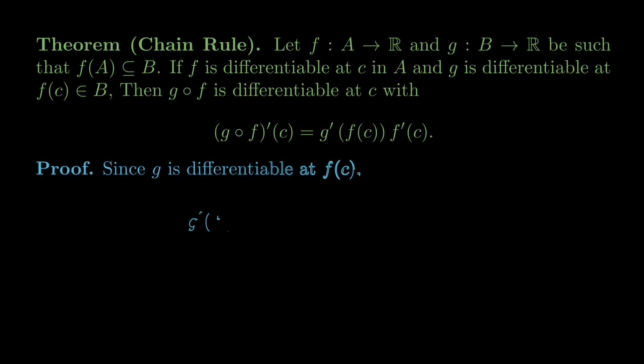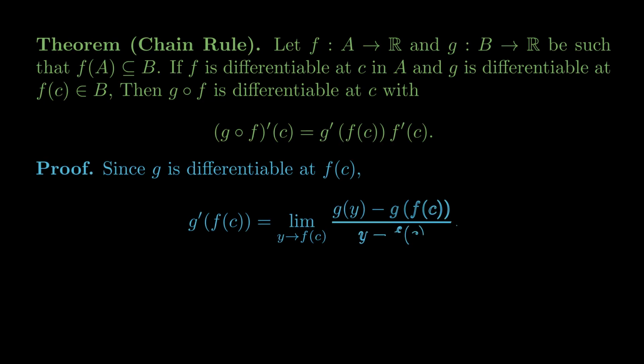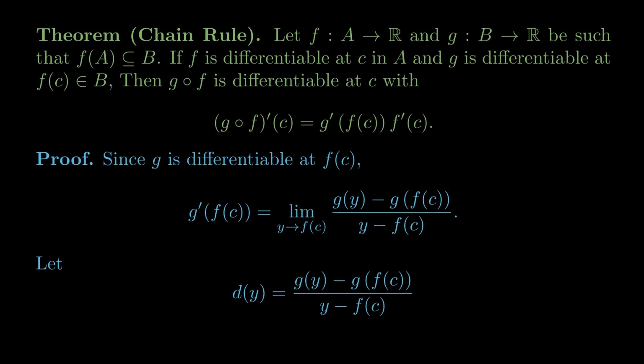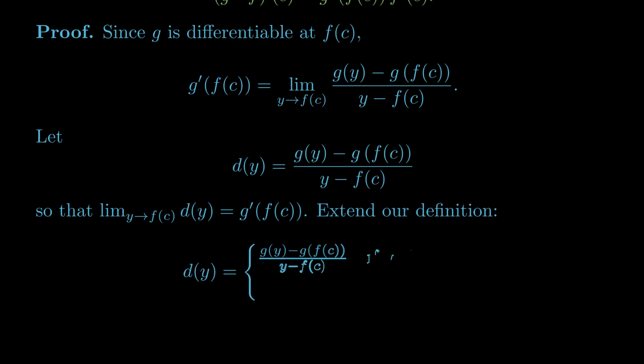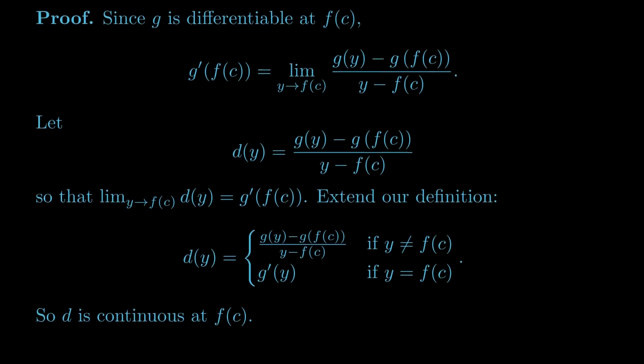Since g is differentiable at f of c, we could write out the definition of the derivative expression for g prime of f of c like this. Let's call that difference quotient d of y. With this declaration, the limit as y approaches f of c of d of y is g prime of f of c. But we encounter the subtlety of d of y not being defined when y equals f of c. So let's actually define d of y piecewise to be this difference quotient if y is not f of c, and to just be g prime of f of c if y is f of c. And this makes d continuous at f of c.